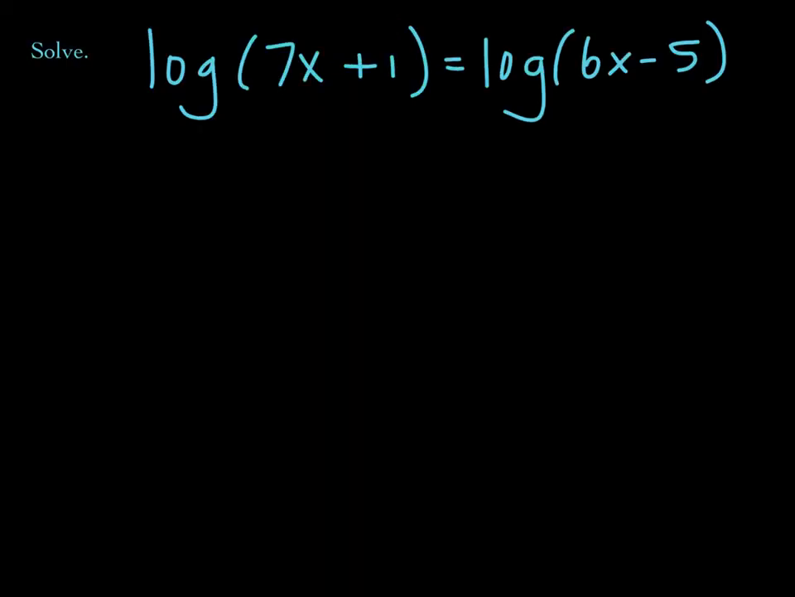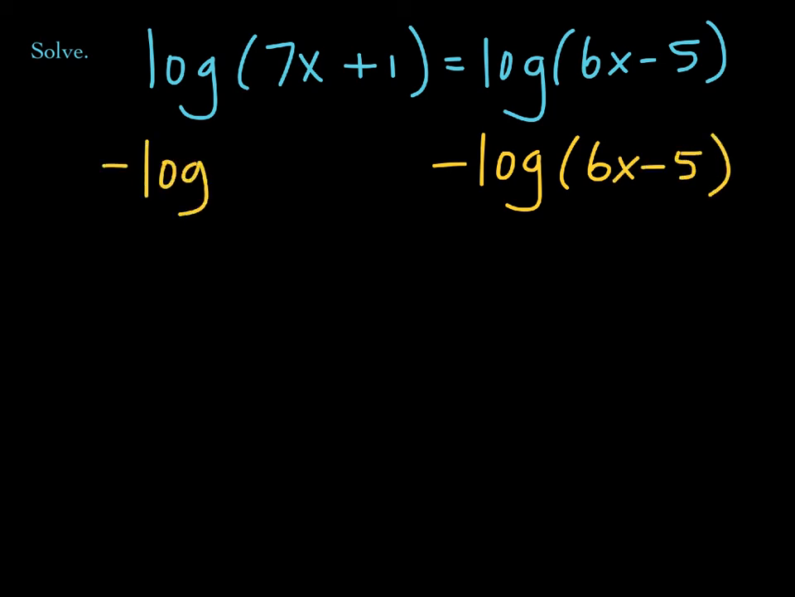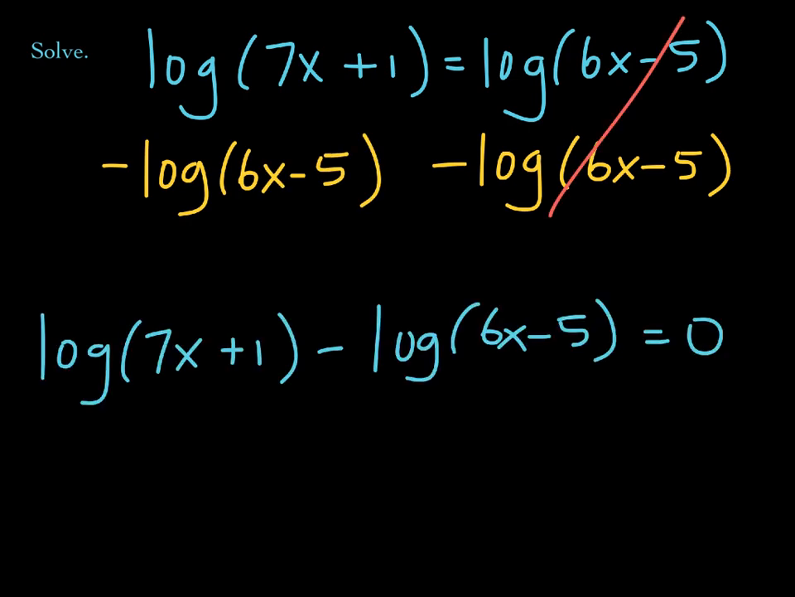Now this is the last log equation that we're going to look at in this lesson. And it's different than the others, because you have a logarithm on one side and a logarithm on the other, okay? And so what I am going to recommend is that you get both of the logs on the same side. So maybe subtract this one from both sides, like this. And then you would have log of 7x plus 1 minus log of 6x minus 5 is equal to 0.